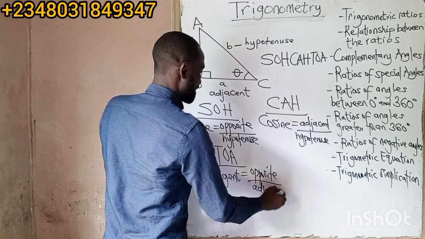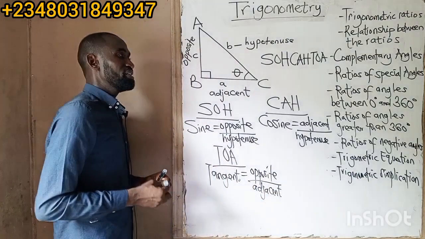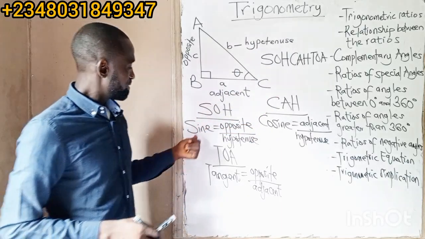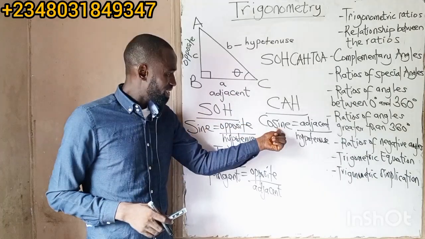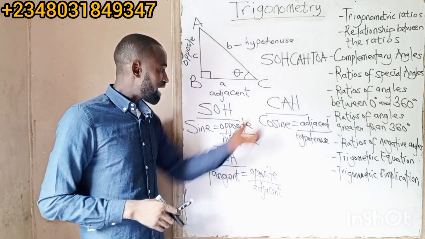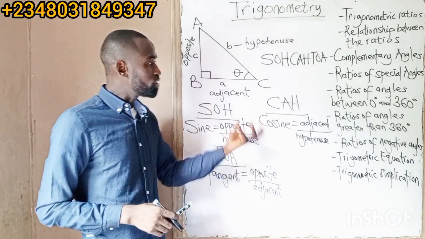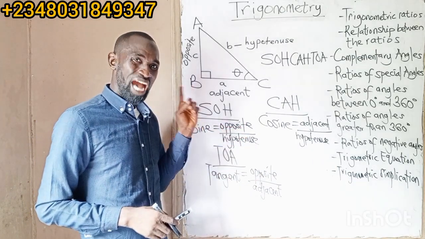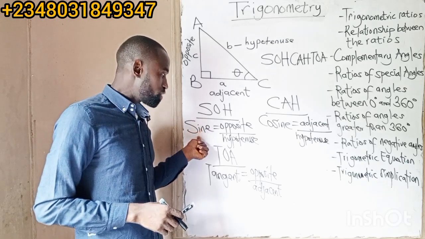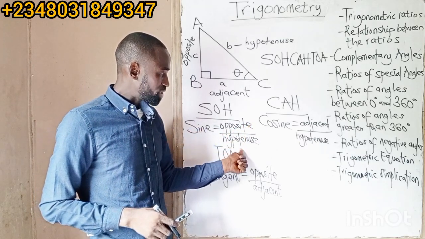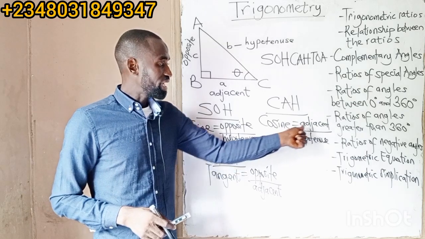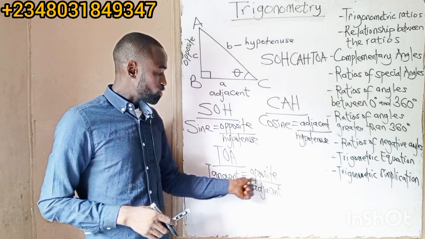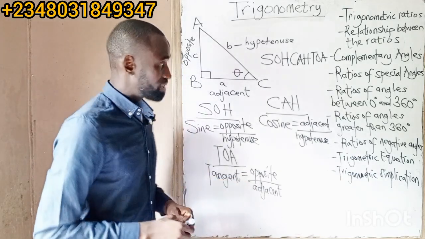These are the key basic trigonometric ratios that we have. What are they? Sine, cosine, and tangent. They are in form of ratios. So how do you define them? Sine of an angle is opposite all over hypotenuse. Cosine of an angle is adjacent all over hypotenuse. Tangent of any angle is opposite all over adjacent. Are you with me?